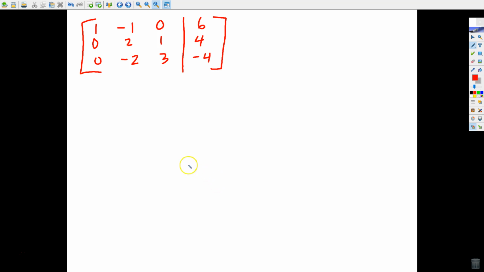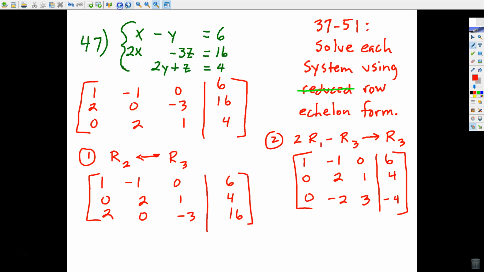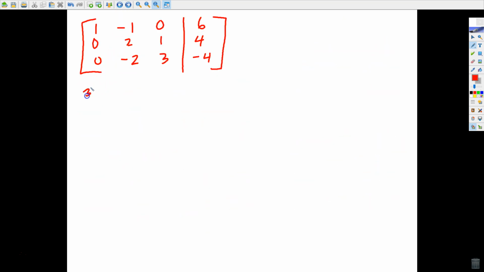Okay. So again, we finished this column. It's set up the way we need it. Now I'm going to target this one. And what's that supposed to be? It's supposed to be 1. All right. So give me my operation. This is our third move. Stacy? 1/2 R2. And then give me the matrix that results.